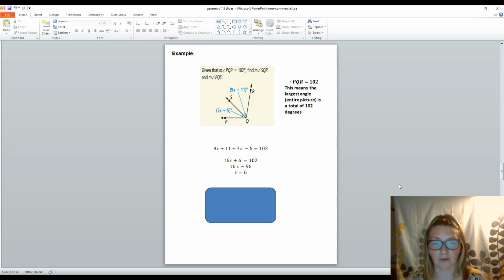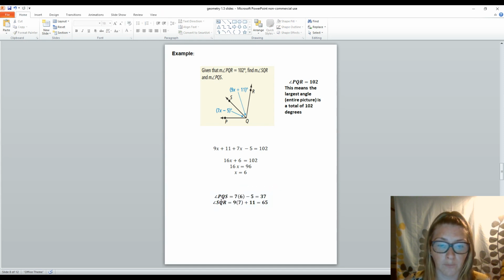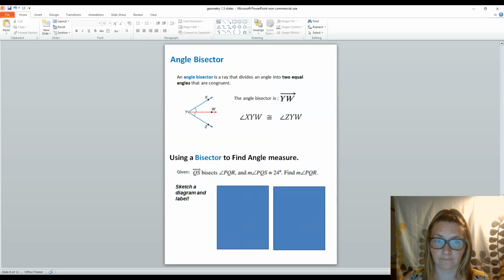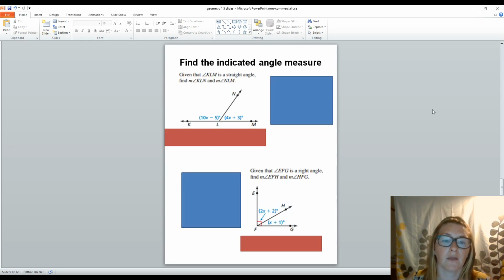So I'm going to take my value and substitute it into my expressions to find the measurement of the two smaller angles. So here, PQS is 37 degrees and SQR is 65 degrees. All right, so here we're going to try to find the indicated angle measure in these two problems. I'm going to start you off and then you're going to try on your own.